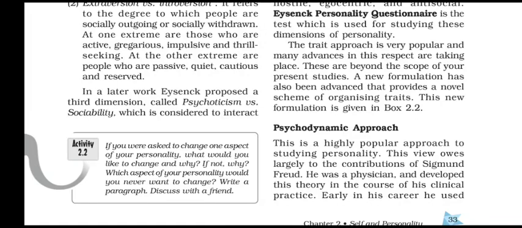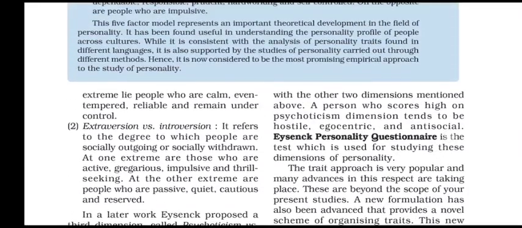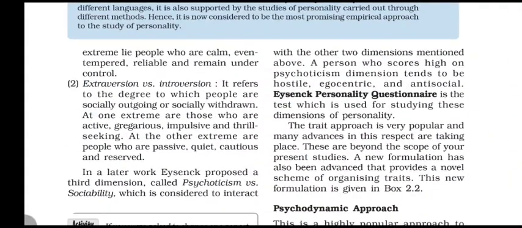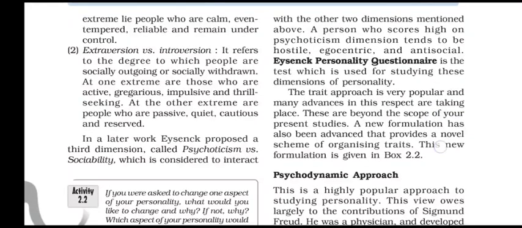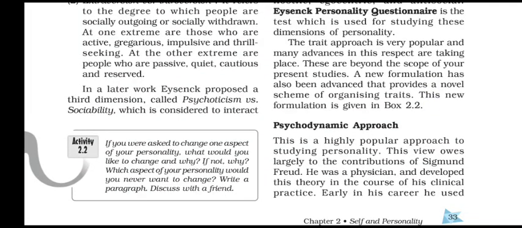In a later work, Eysenck proposed a third dimension called psychoticism versus sociability, which is considered to interact with the other two dimensions mentioned above. A person who scores high on the psychoticism dimension tends to be hostile, egocentric, and antisocial. The Eysenck Personality Questionnaire is a test which is used for studying these dimensions of personality.